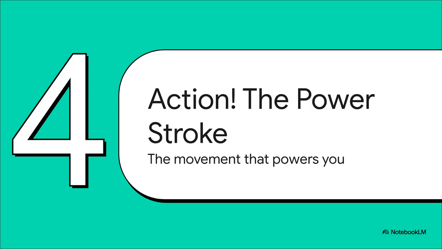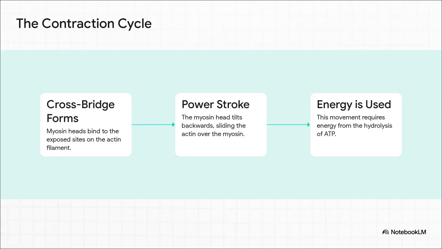And now, for the moment we have all been waiting for, the power stroke. This is the actual physical movement that powers, well, everything you do. Here's how the cycle works. First, with those binding sites wide open, the myosin heads latch on, forming what we call a cross bridge. Then comes the main event, the power stroke. The myosin head pivots backwards, almost like an oar pulling through water, and it drags that actin filament right along with it. This powerful pull is fueled by energy that was already stored in the myosin head from a previously broken down energy molecule called ATP.